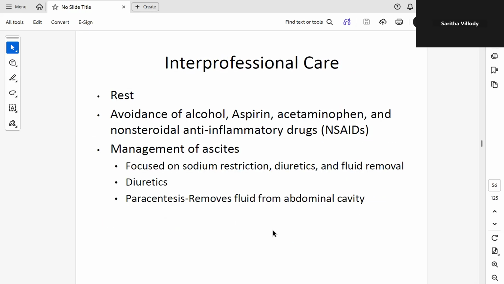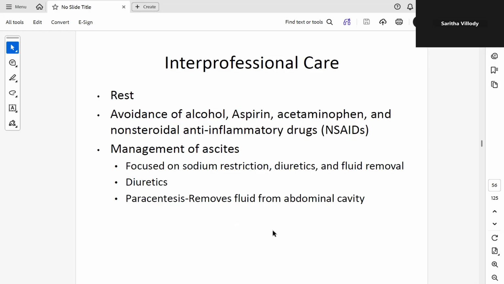Our care involves preventing the factors which have caused all these problems, basically avoidance of alcohol if that is the cause, aspirin, Tylenol, non-steroidal anti-inflammatory drugs, or the NSAIDs. All of these are particularly damaging to the liver, so avoid all of those medications. Ascites is a fluid overload, and we can manage it with sodium restriction and diuretics. And paracentesis is a procedure where a catheter is inserted to withdraw fluid from the abdominal cavity.